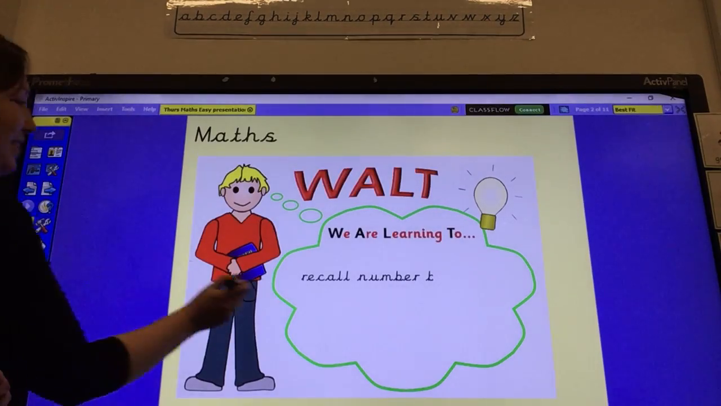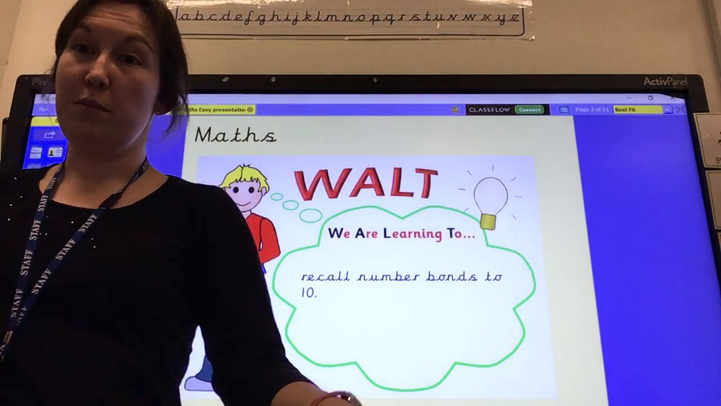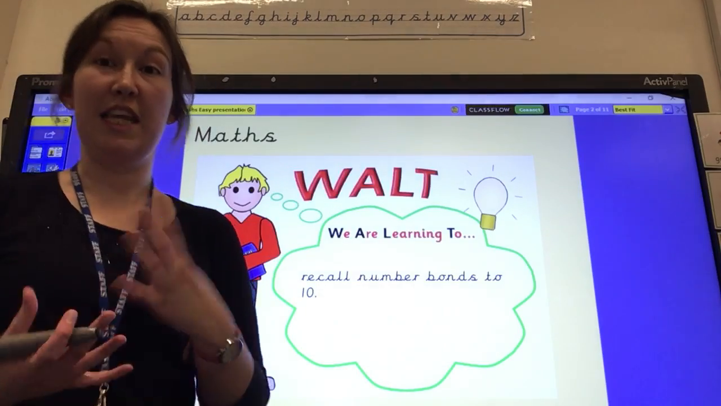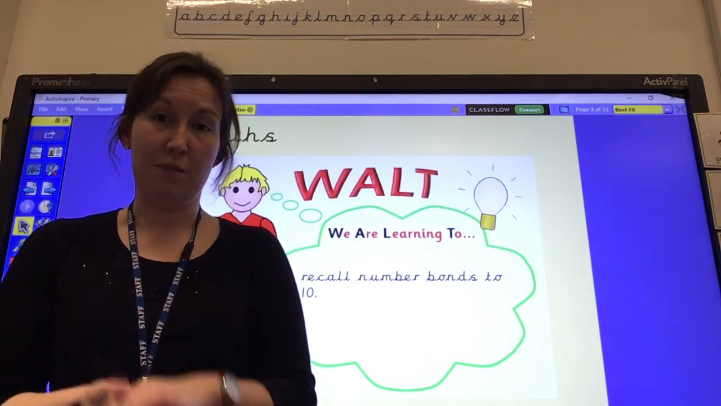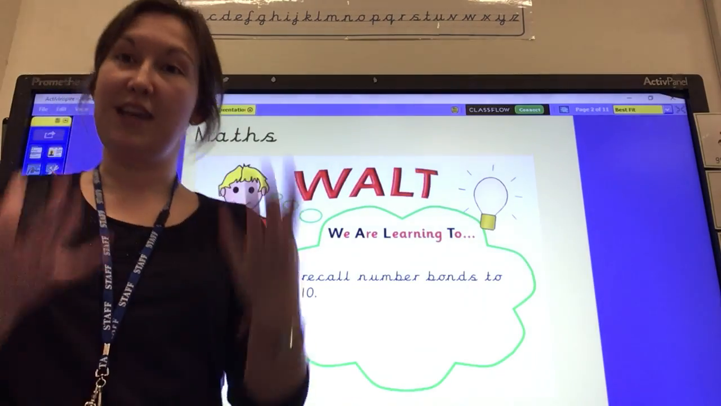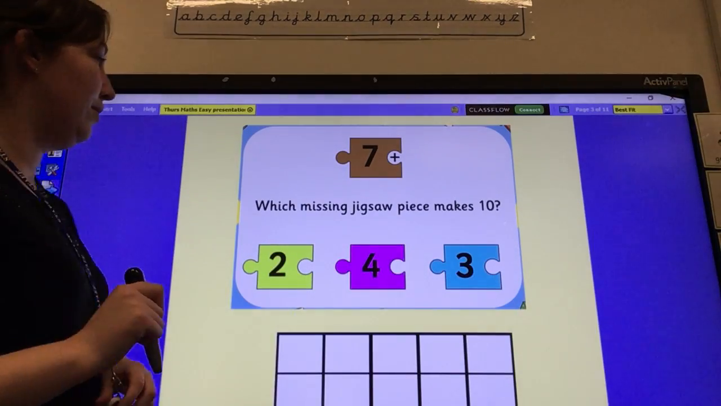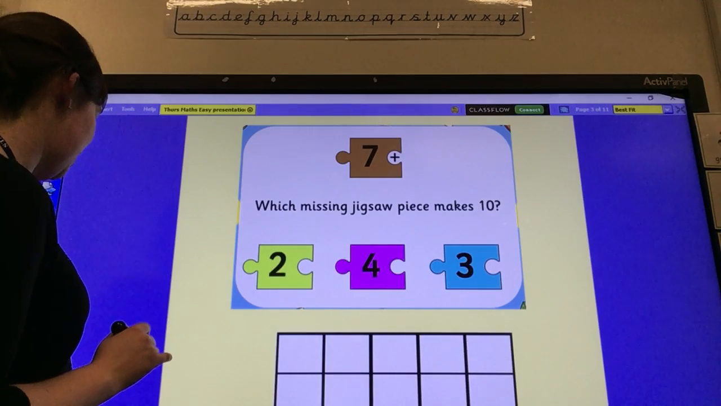Right, today's main maths lesson is still focusing on our number bonds to 10, and we are recalling our number bonds to 10, so it's seeing which ones we can remember. And don't forget, if you can't remember them, you can still work them out. You could use a tens frame like we did yesterday. So let's have a look at this question just to remind you how to use the tens frame.